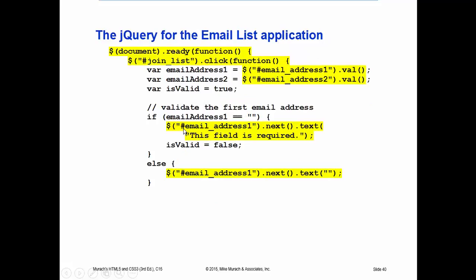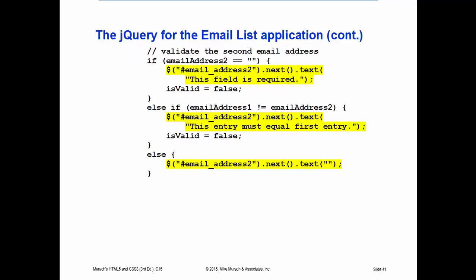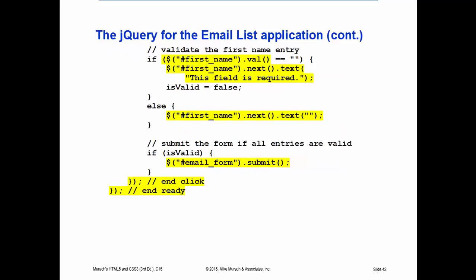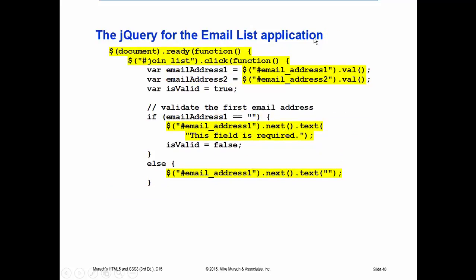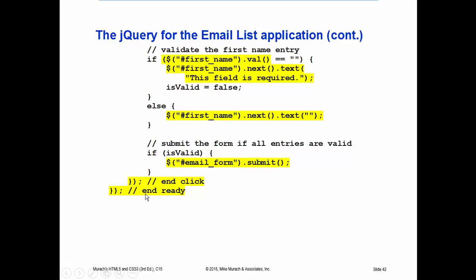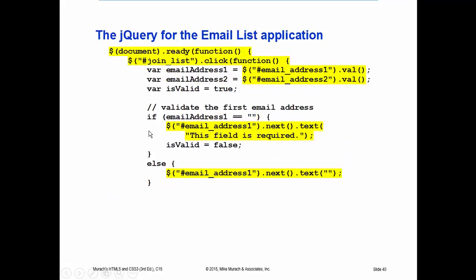So let's look at the actual jQuery, and that's on page 519. This is the code in the email list.js file. We have to change the code we had in there previously to add this. Now you'll notice it's on 3 pages here, but this document.ready starts here and it ends here. So everything is inside of the document.ready.